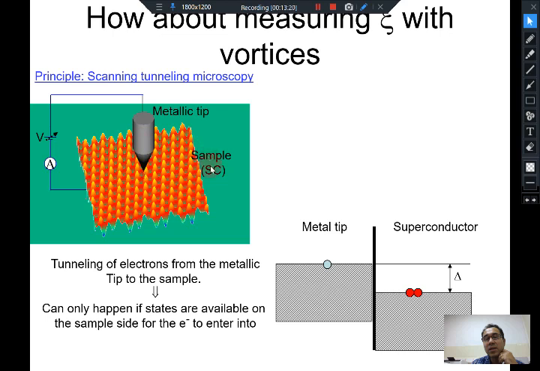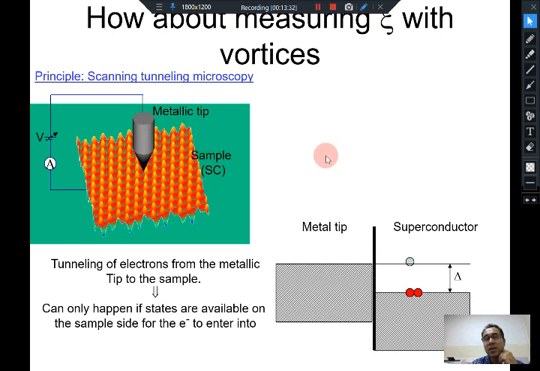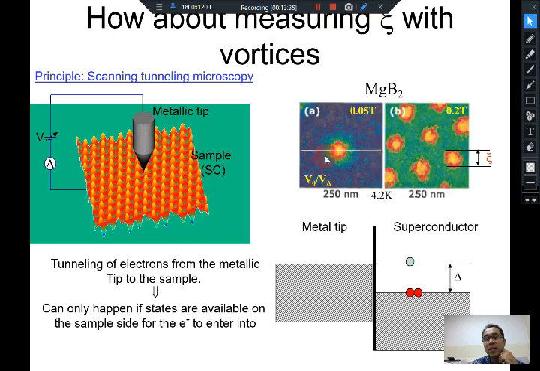But wherever there is a normal region, of course there is no superconducting gap out there, so your bias voltage goes to zero. You can create a tunneling between the tip and the sample whenever the tip is located over a vortex. So through that process, you can actually map out the biasing voltage.